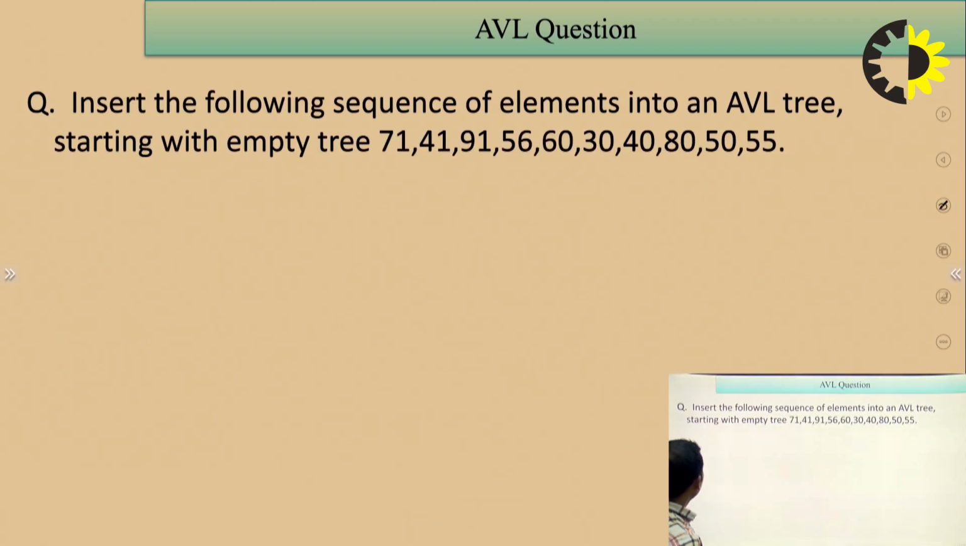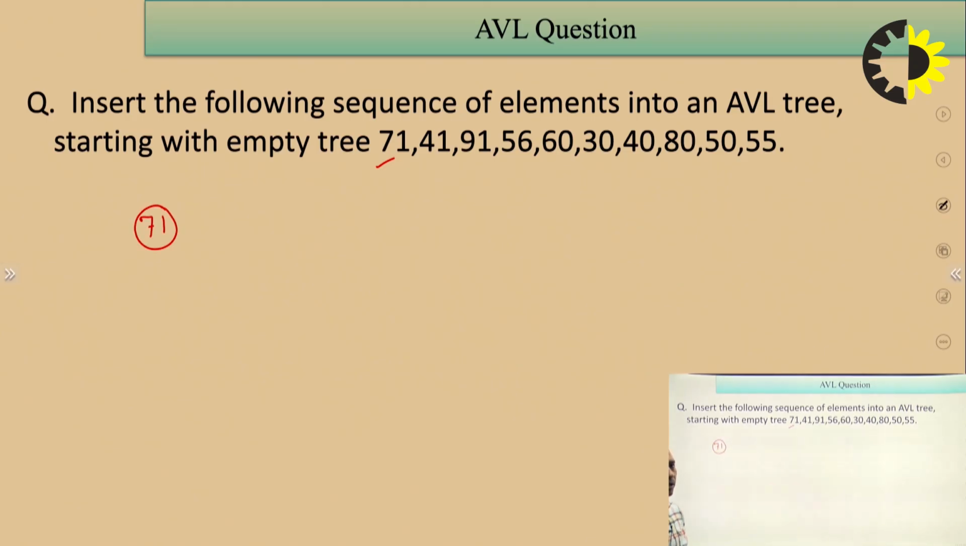Now just take an example: insert the following sequence of elements into the AVL tree, starting with the empty tree. The values are 71, 41, 91, 56, 60, 30, 40, 80, 50, 55. So start with the empty tree. Now take 71. The tree is empty, so insert the node 71.